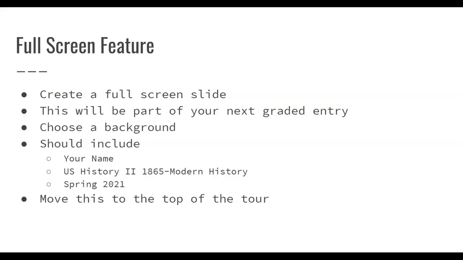You're going to choose a background, and you should make sure that you include your name, the title of the course, which is U.S. History 2, 1865 to Modern History, and the semester is Spring 2021. You also want to make sure that you move this to the top of your tour. Let's jump over to Google Earth and take a look at how to do it.